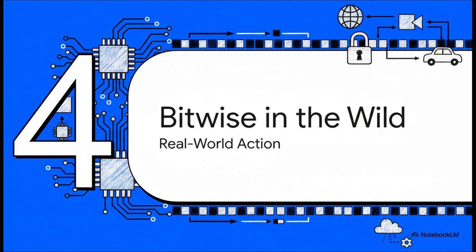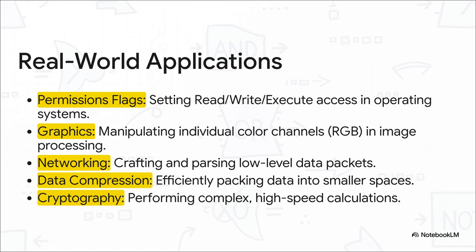Now, this isn't just some academic exercise or a neat little programming trick. Bitwise operations are the absolute workhorses behind some of the most critical systems we use every single day. Seriously, you'll find them everywhere. In your operating system, they're used as little flags to control file permissions like read, write, execute. In graphics, they're used to tweak individual red, green, or blue color values. And they are all over networking, data compression, and especially in cryptography, where speed and precision at the bit level are absolutely critical.